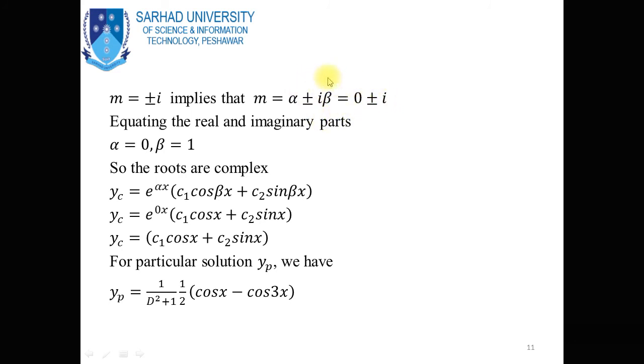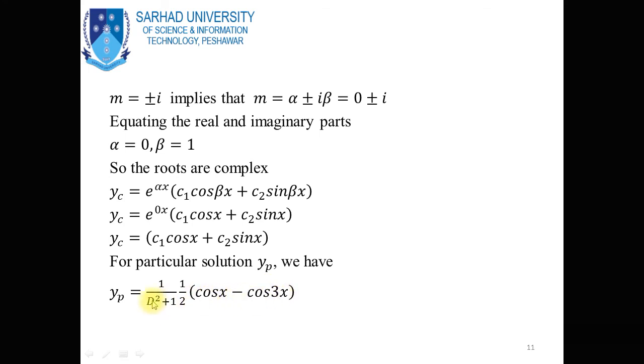By comparing, the alpha value is 0 and the beta value is 1, so the complementary solution is e^(alpha x) (c1 cos beta x + c2 sin beta x). Putting the values of alpha and beta, e^(0x) is 1, so c1 cos x + c2 sin x. Now for the particular solution, the inverse operator 1/(D^2 + 1) multiplied by 1/2 (cos x - cos 3x).